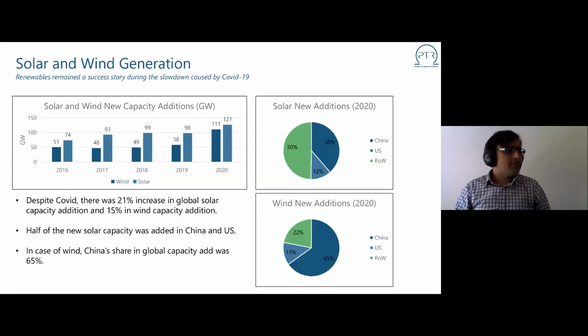Very quickly into the renewable sector, we already saw that within 2020, there was definitely an increase not only in terms of the investments, but in terms of the installed capacity as well. Massive capacity additions were made in China and in the US. If you see the pie chart on the right hand side, roughly 50% of the solar additions came from China and the US combined, and more than 50% came from China as far as the wind new additions were concerned. Moving forward, we expect this trend to continue, especially on the US side.